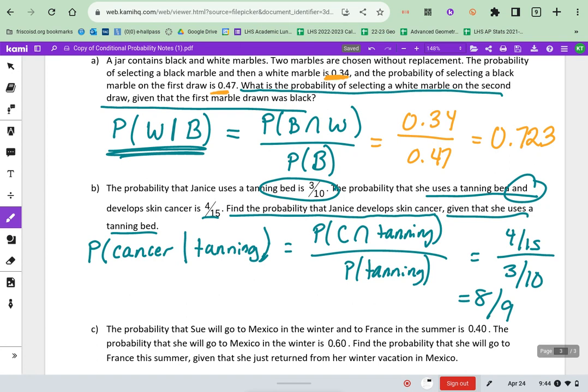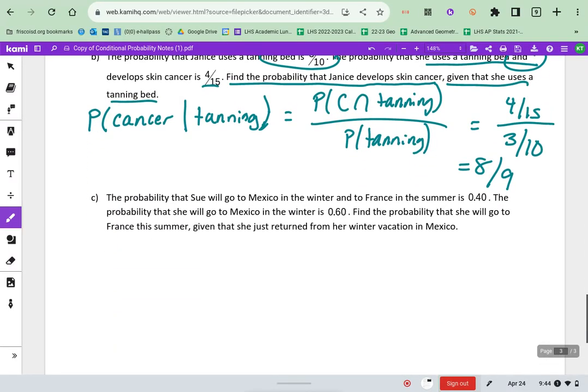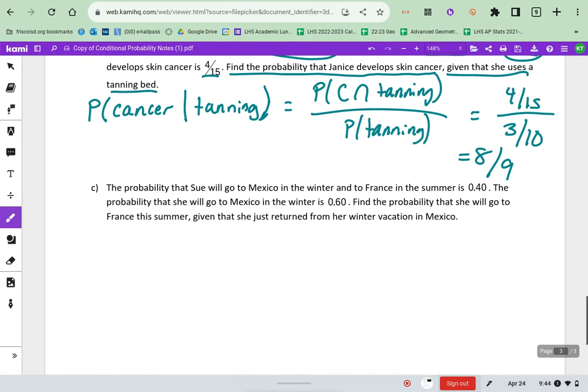Okay, go ahead and pause the video and try part C. Unpause it when you're ready to check it. All right, so the probability Sue will go to Mexico in the winter and to France in the summer is 0.4. The probability she'll go to Mexico in the winter is 0.6. Find the probability she will go to France this summer given she just returned from her winter vacation in Mexico.